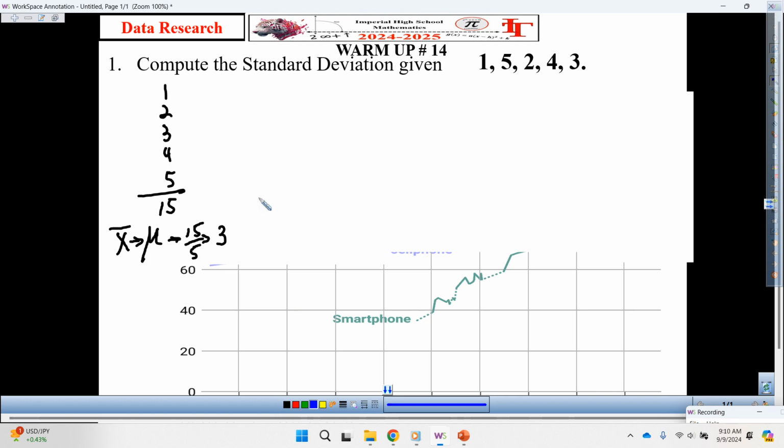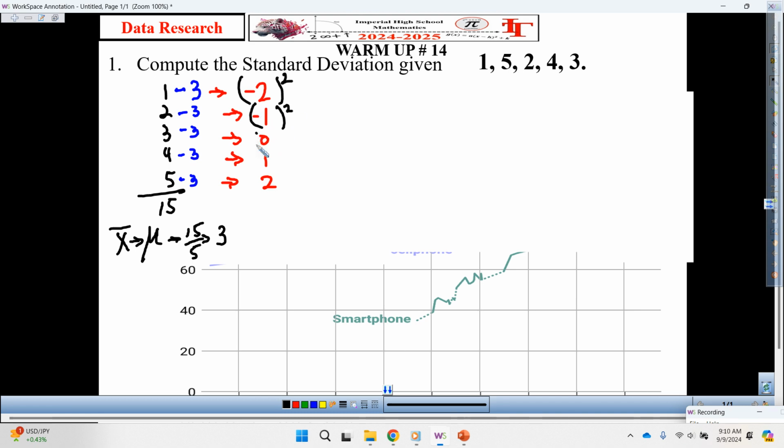Then we subtract the mean from each of those numbers. Is that all right with you? And then we get -2, -1, 0, 1, 2. Hands up if you got that right there. All right, from there, we take those and we do what?